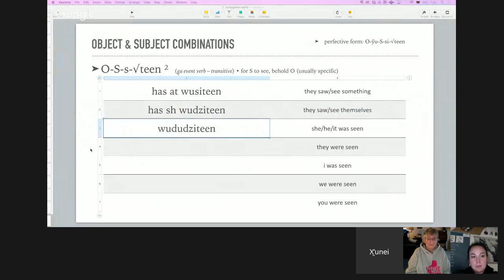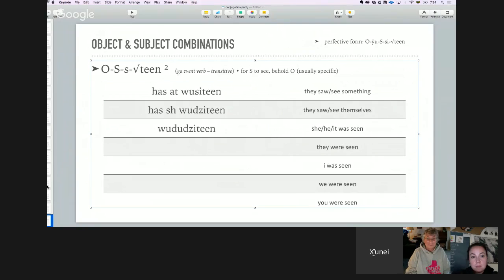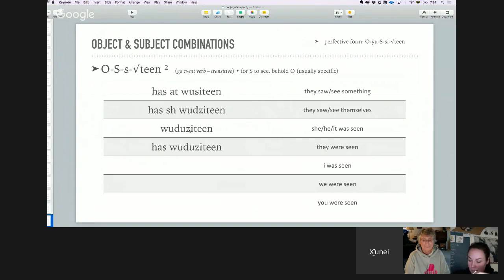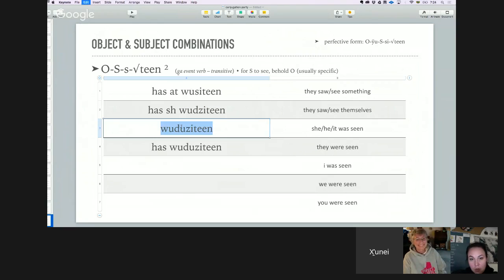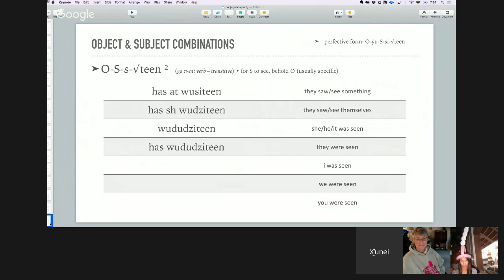Hey, they were seen. Huswudzatine. Dang it. Wait, I can fix this. Copy and paste. No, that's wrong. Wadudzatine. Now I can fix it. I was seen. Is that correct? I was seen? I guess so.